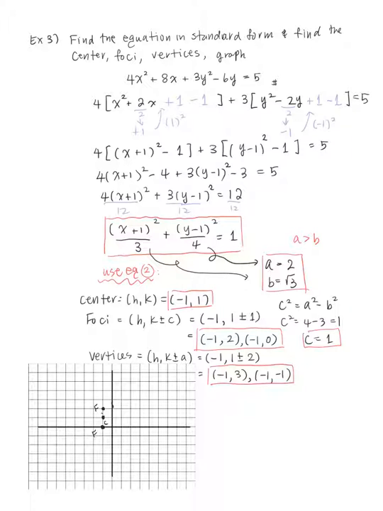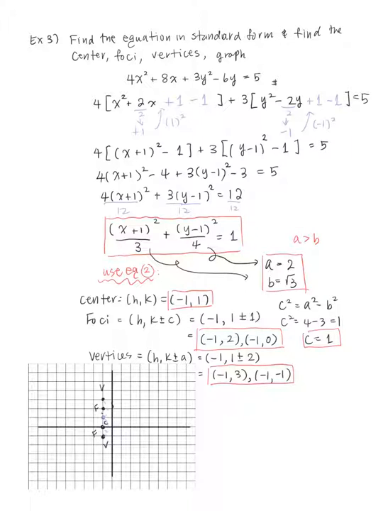All right, what else we got? Vertices. Vertices are negative 1 comma 3 and then negative 1 comma negative 1. Now, does it make sense? The major axis is going to be parallel to the y-axis, and the unit for a is 2. So from the center, your vertices are 2 units above the center and 2 units below the center. And yes, they are, because the center is here. From here to here is 2. From here to here is 2.